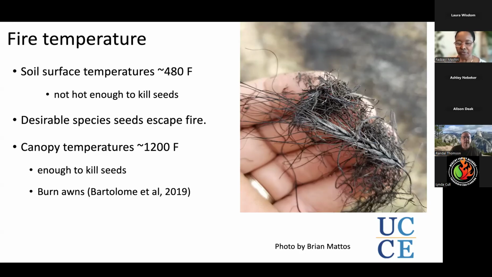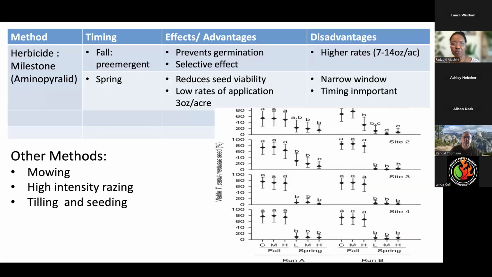seeds. And even recently, one of the research has shown that if you are burning and the awns of the Medusahead are burned, most likely the seeds are also not viable, which is very encouraging to know, that you don't have to have very high or intensive temperatures to be able to effectively control Medusahead.